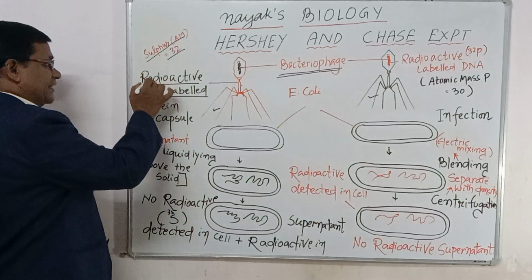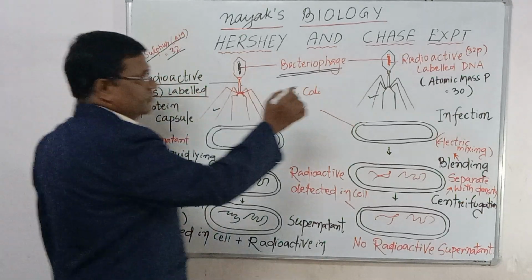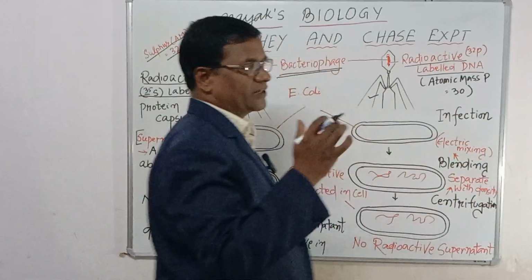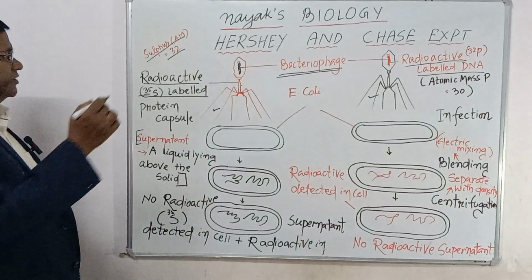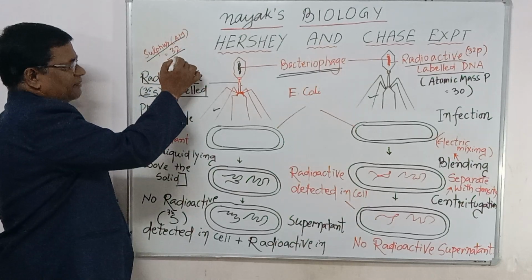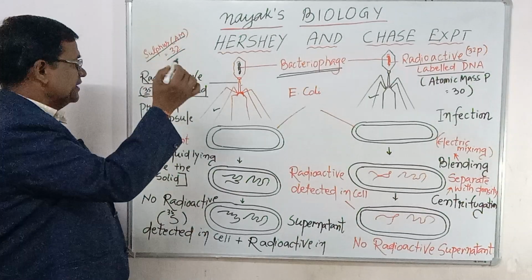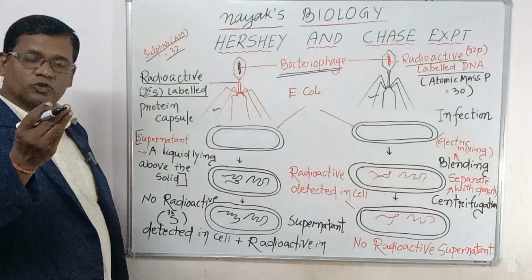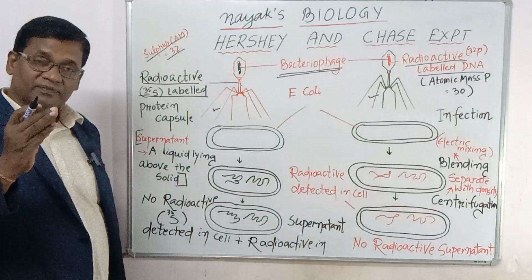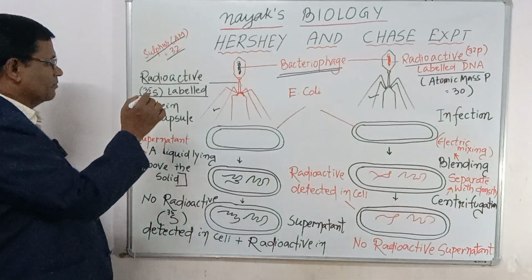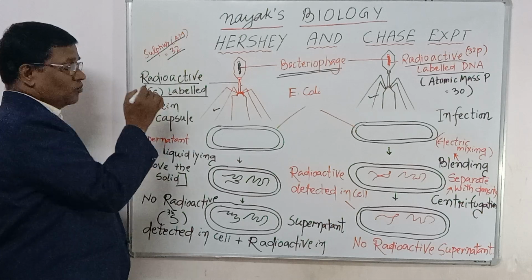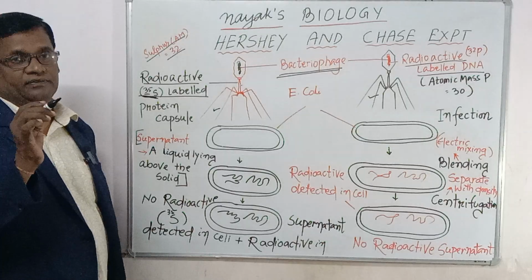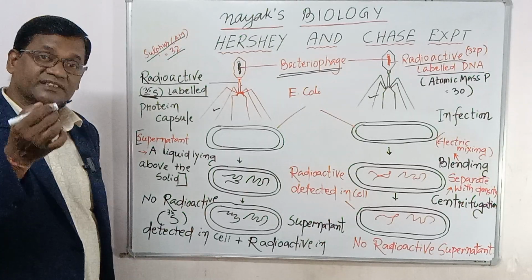Now, we have to try to understand radioactive labelling. Sulfur, if you know, has an atomic mass of 32. Since electrons, protons and neutrons are there, if you change the number of neutrons, the atomic mass also changes. So what they used was 35S, which is a radioactive sulfur, because the atomic mass has changed.